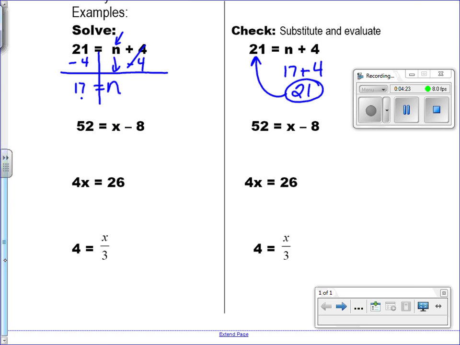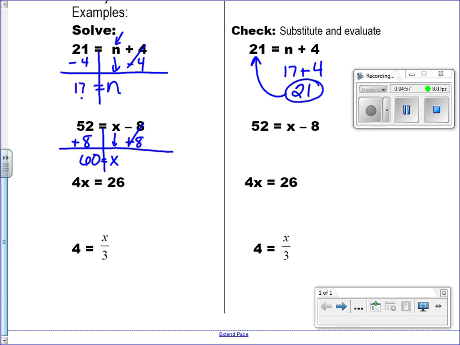Moving on. 52 equals x minus 8. So first thing I want to do is draw my line. I need to do the opposite of minus 8, which is plus 8. And whatever I do to one side, I have to do to the other side. I draw my line. These 8's cancel each other out. 52 plus 8, I get 60. 60 is going to equal, and the only thing left on this side is going to be x.